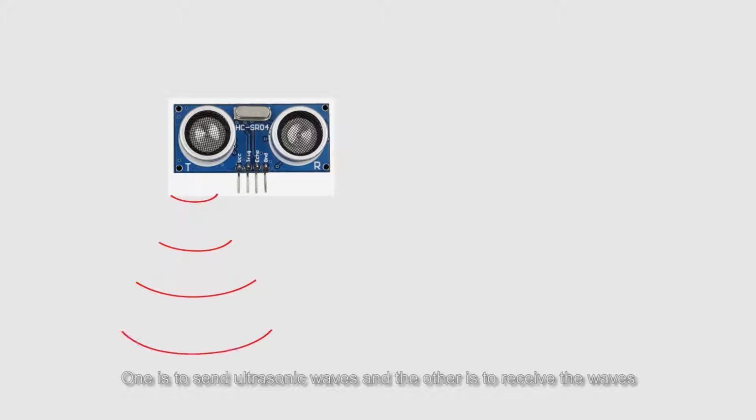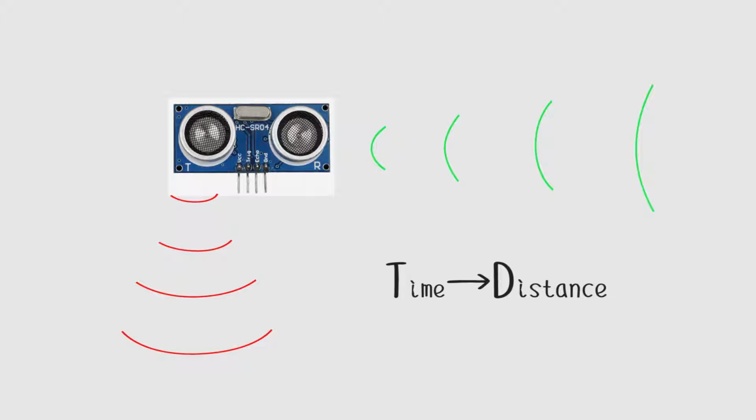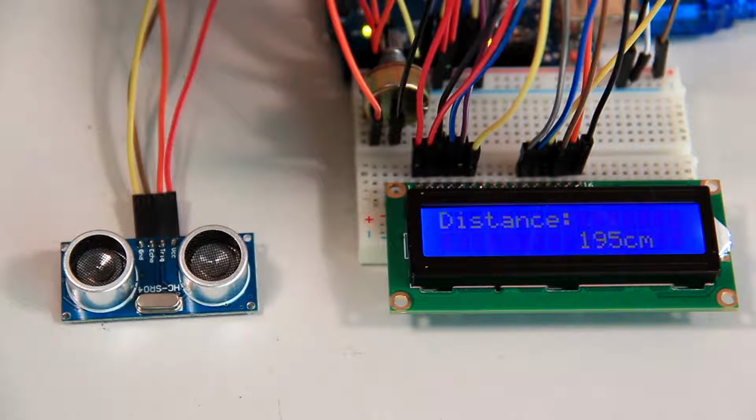It has two probes. One is to send ultrasonic waves and the other is to receive the waves and transform the time of sending and receiving into a distance, thus detecting the distance between the device and an obstacle. In practice, it is really convenient and functional. To get further information, follow me into the experiment.